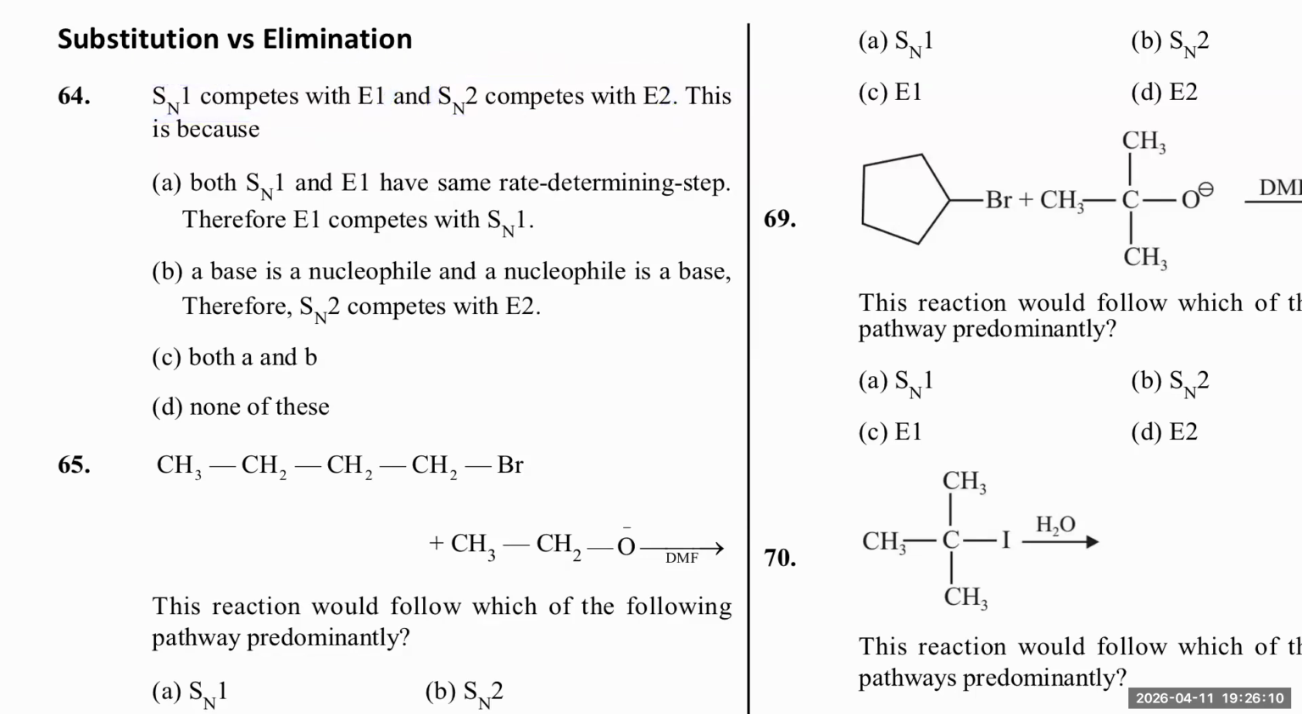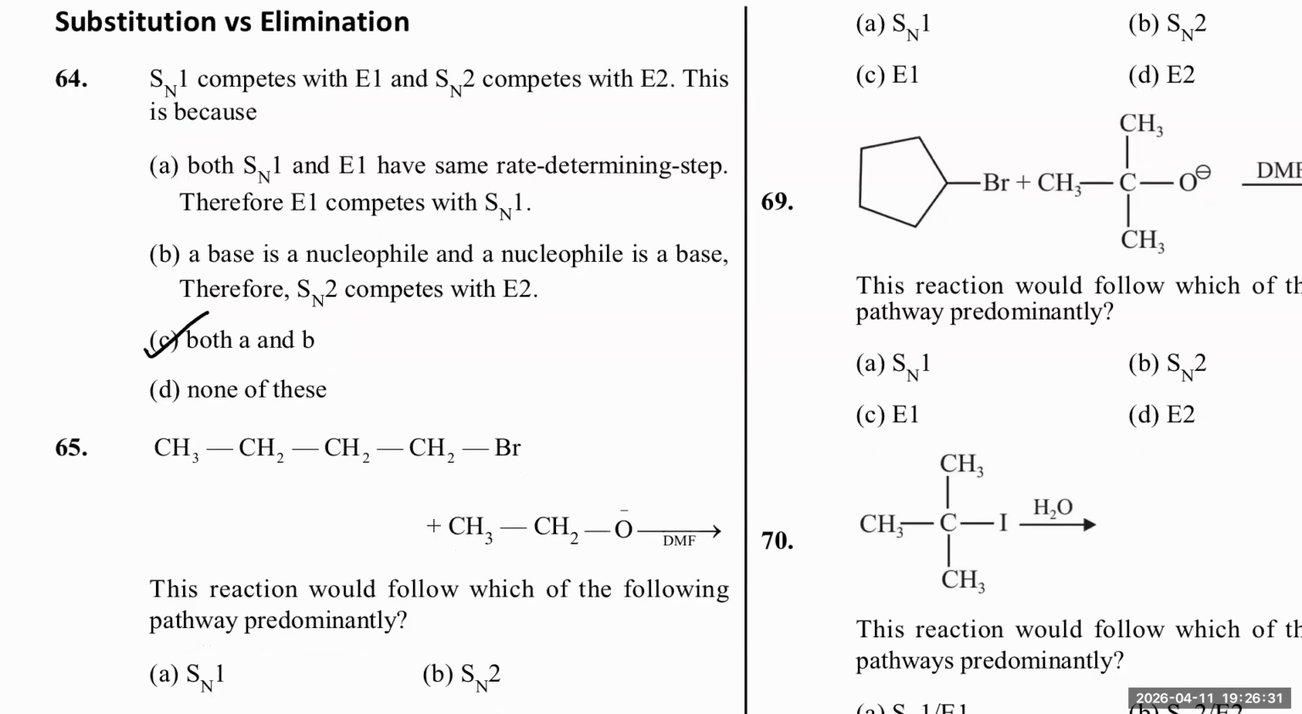Both SN1 and E1 have the same rate determining step. Therefore, E1 competes with SN1. That is absolutely true. There is no problem with that. A base is a nucleophile, a nucleophile is a base. That's why SN2 is competing with E2. That is also true. So both these statements are true, everybody.